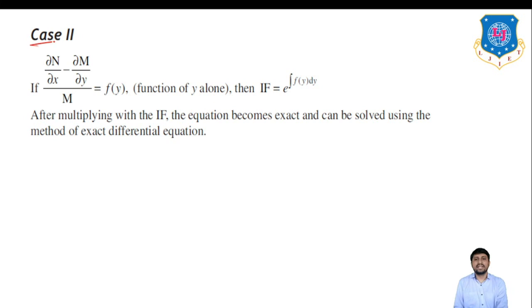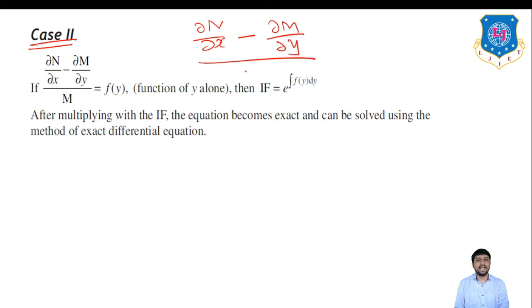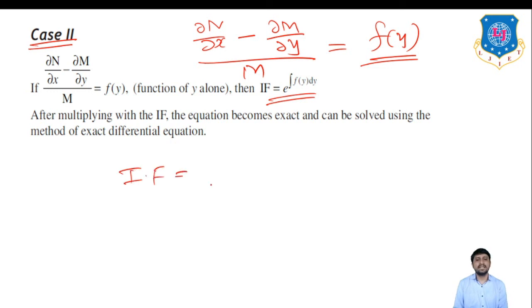Now let's discuss case 2, totally reverse. Here we have to find del N by del x minus del M by del y upon M. This should be a function of f of y, not always, but it should be a function of only y. So what is your integrating factor? The integrating factor is e raised to integration f of y dy. So this is your integrating factor, and we have to multiply it on both sides.